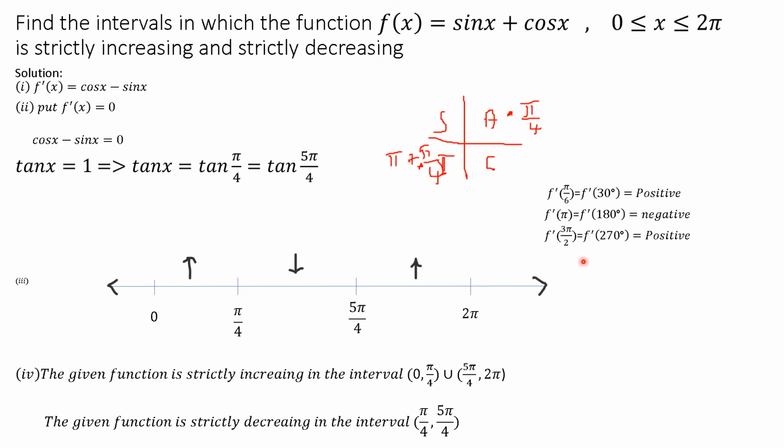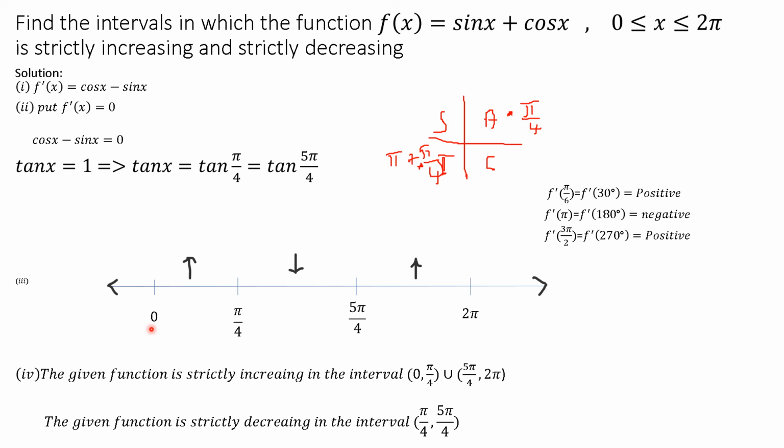Here f dash of 3 pi by 2, substituting the value into f dash of x, you will get a positive number. So in this interval, I have taken 3 pi by 2. You can take any angle in this interval and substitute it here, you will get a positive number. That means in the interval 5 pi by 4 to 2 pi, the function is strictly increasing.